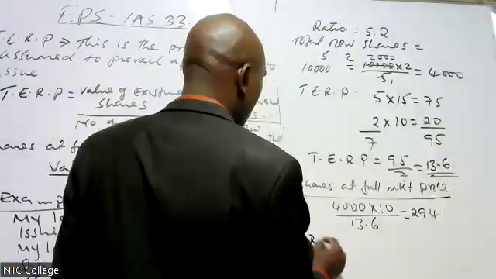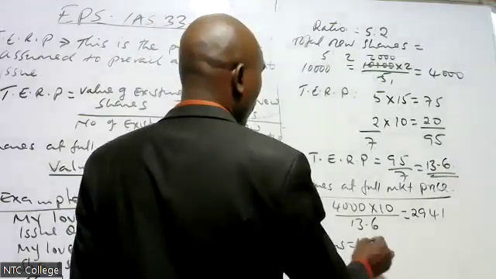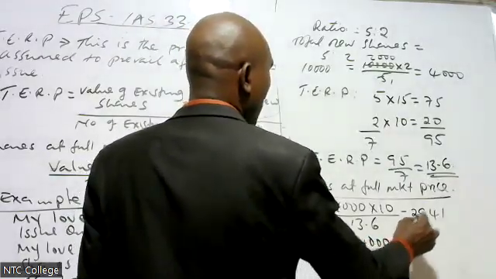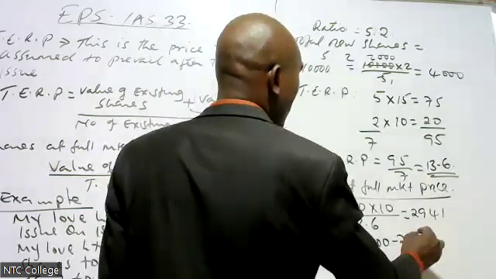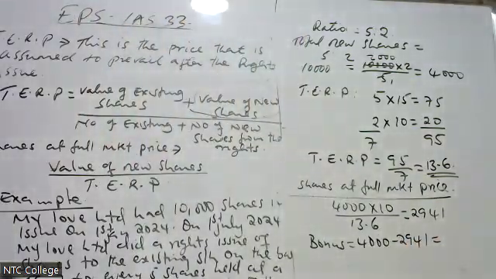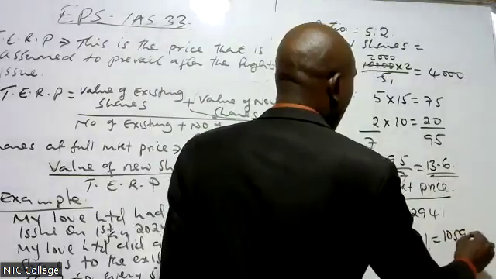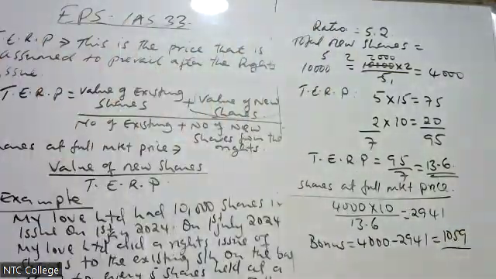How do we get the bonus? Bonus equals total shares, which is 4,000, minus shares at full market price, which is 29.41. That is 4,000 minus 29.41. I get 1059. Those are the bonus elements. You don't weight them on a time basis.